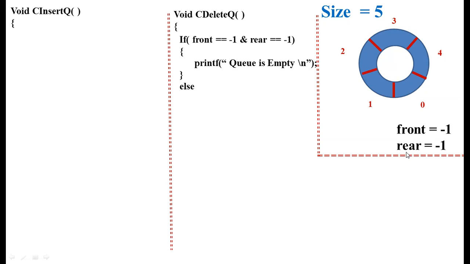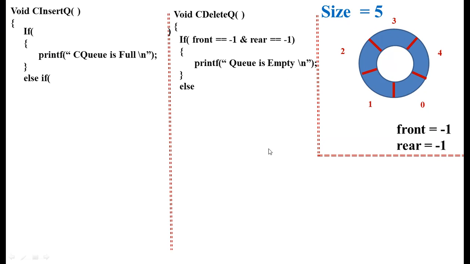Now, coming to the insertion. First we need to check whether the queue is full or not. To insert an element, we need to check whether the queue is full. We don't know that yet, so that logic we will write later. If the queue is full, we display this message, else we come to else if. If the queue is full, we cannot perform an insertion operation. But in this case, you can see that the queue is empty.